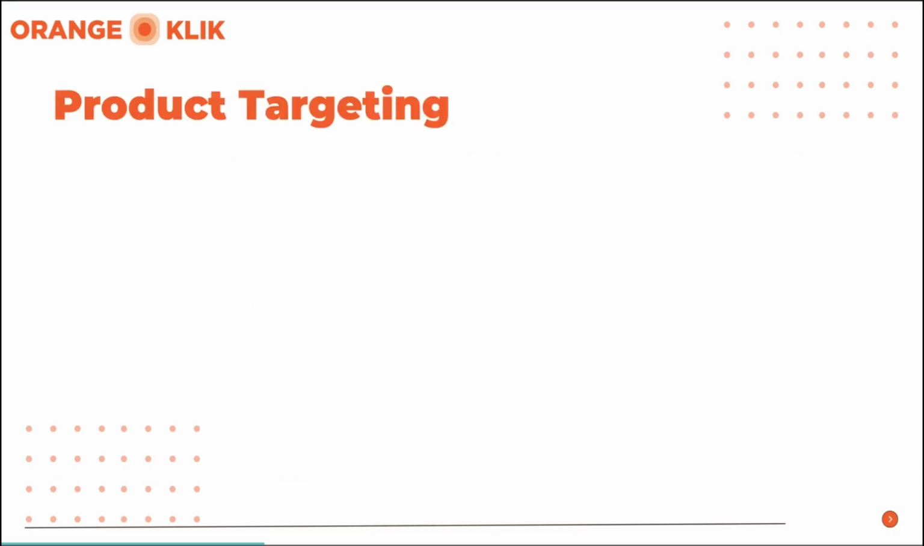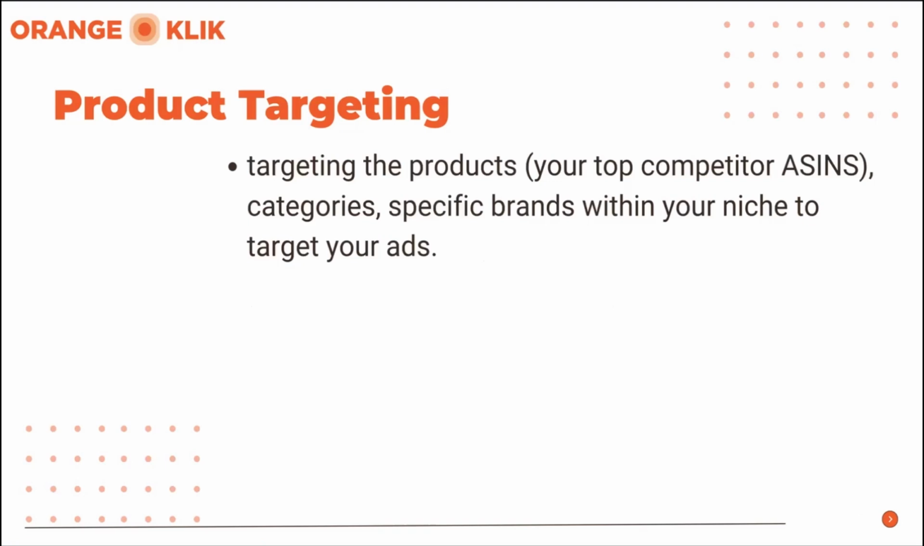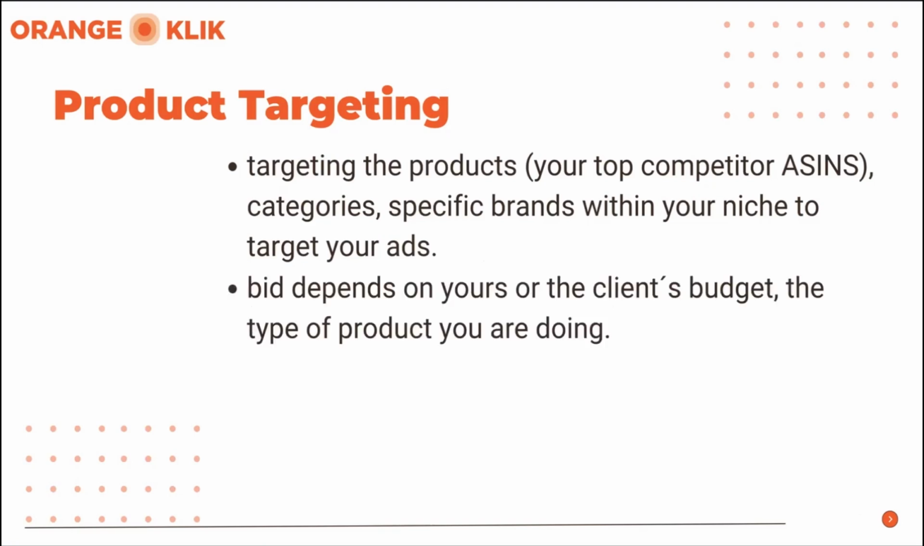It can be targeting the products, your top competitors' ASINs, categories, or specific brands within your niche to target your ads. The bid depends on your or your client's budget if you're working for a client, and the type of product you are doing an ad campaign on. The product targeting can be categories. If you're selling in the baby product category, you might even go to the subcategory to target your ad campaigns or to target the right audience, or even go to a broader category to get more reach. It really depends on your direction or purpose.